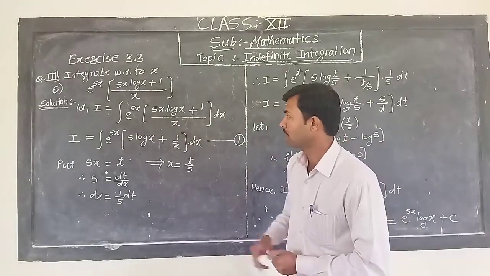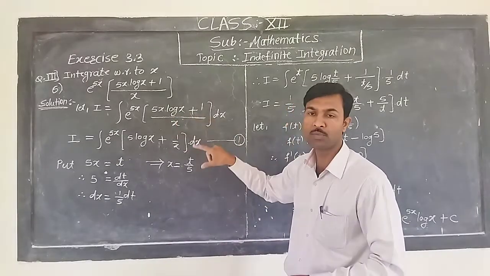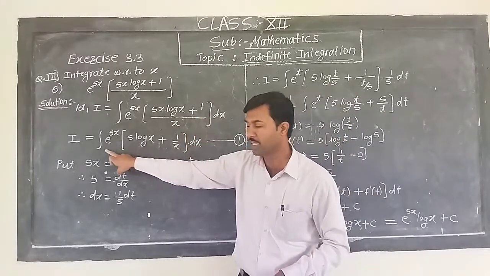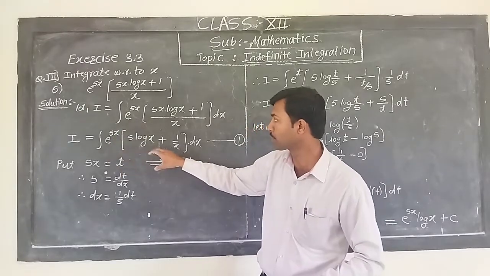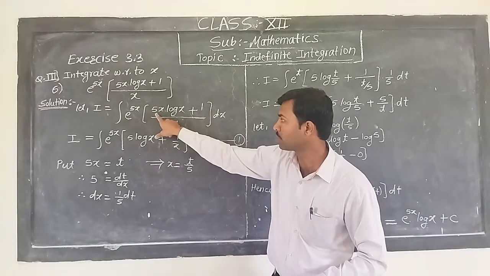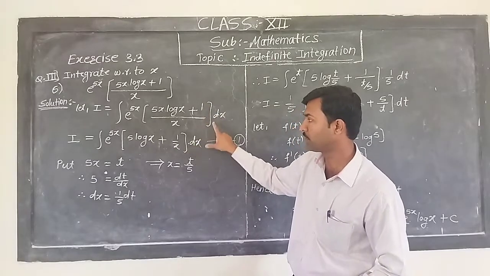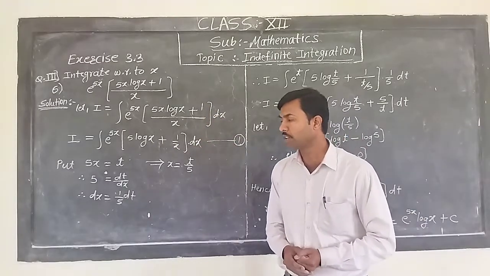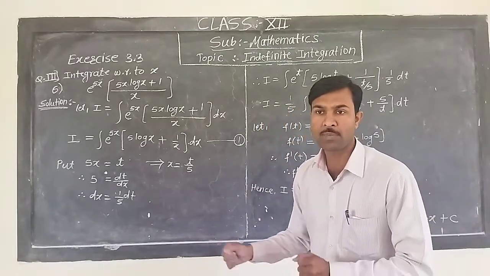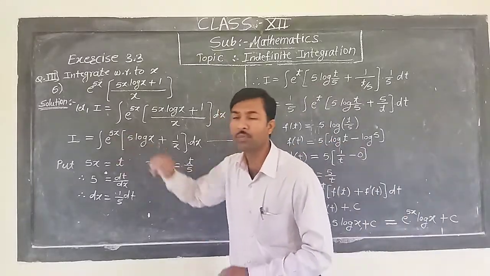Now here is the addition of two functions in the numerator. So I separate this numerator, and the denominator is also separated for both the terms. Now it is the integration of e raised to 5x into, in this first term this x will get cancelled with this x, so the remaining term is 5 log x plus 1 upon x, dx. Here, for applying our formula of e raised to x into f of x plus f dash x, there is a term e raised to x, but here the term is e raised to 5x.